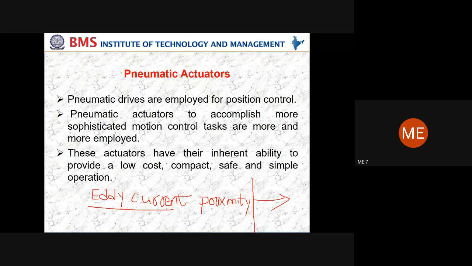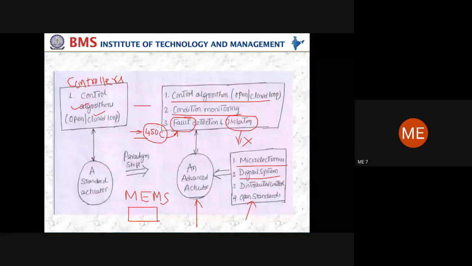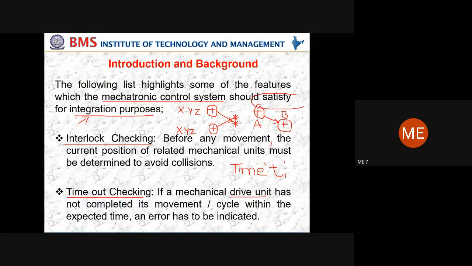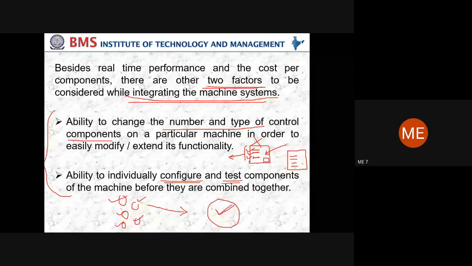So this is the question that I have framed. The following list highlights some of the features which the mechatronics control system should satisfy for integration purposes. I will frame it like this: in order to satisfy the integration purposes, which are all the factors to be considered. So these 1, 2, 3, 4 are added to this.